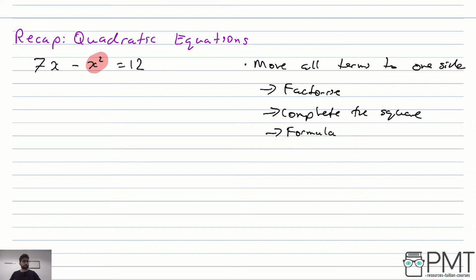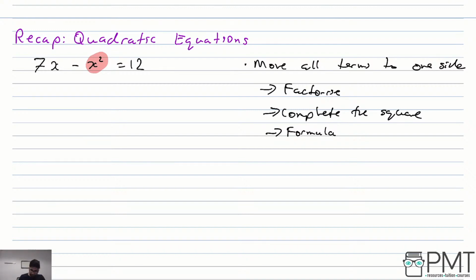So you can't really, unless it's a very simple one, take the square root unless x is on its own. You can't really do that. So you need to use one of these three methods. In this case, you'll see that this can be factorized. So let's do what I suggested.